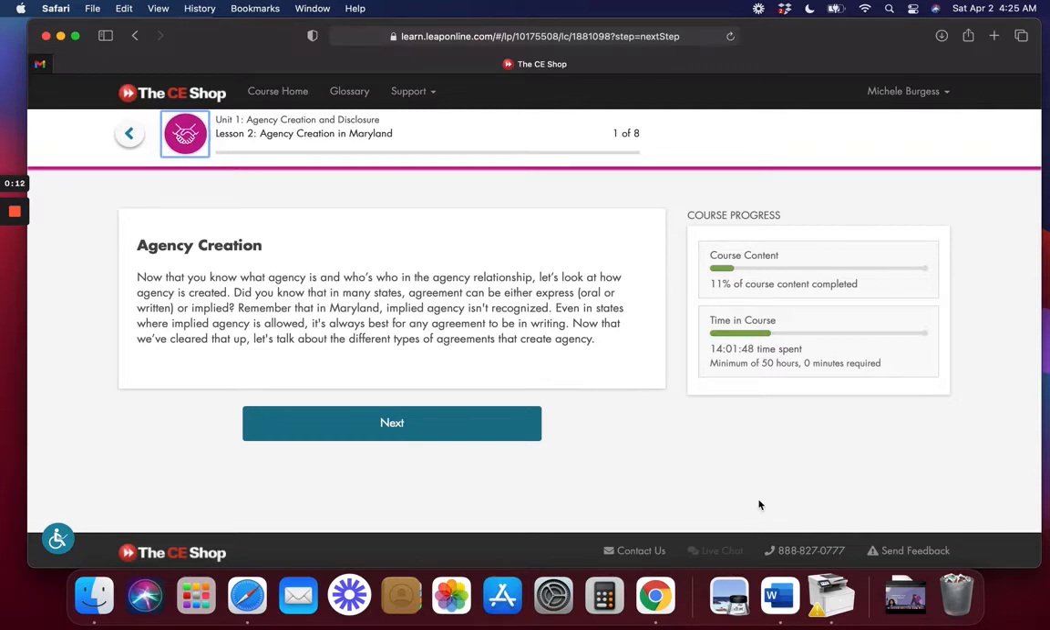So this is going to be about agency creation, and this can be in any state. This is the real estate for those who are taking the real estate exam. Some of this is specific to Maryland, but most of this is for the whole country. So don't let the state intimidate you or keep you from learning here. Agency relationship is our next subject. All right, let's talk about types of agreements that create agency, because that's where we left off.